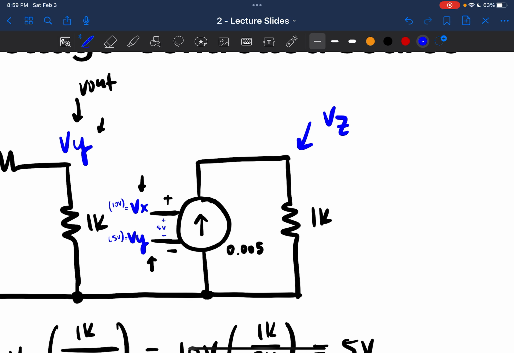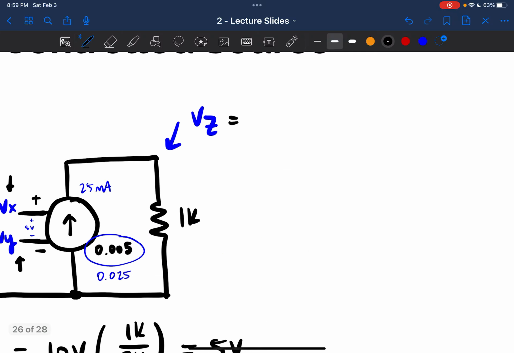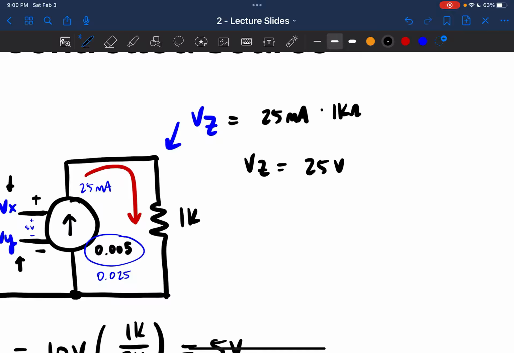So I take that 5, I multiply it by 0.005, and what do I get? I get 0.025, or 25 milliamps of current flowing out of my source. And so now, using Ohm's law, I can very easily say that Vz is just going to be equal to 25 milliamps, right? That's going to be the current that flows in this little branch of the circuit, multiplied by my 1 kilo ohm resistor, and I get that Vz is 25 volts.